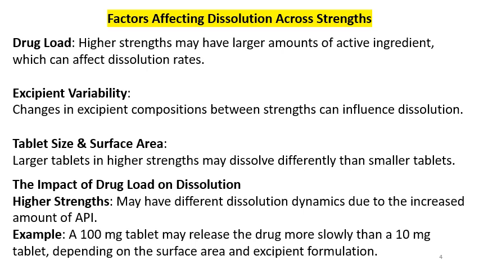The impact of drug load on dissolution. Higher strength may have different dissolution dynamics due to the increased amount of API. For example, a 100 mg tablet may release the drug more slowly than a 10 mg tablet, depending on the surface area and the excipient formulation. If you consider the 100 mg tablet and 10 mg tablet of a less soluble API, you can see that there is a big difference between the two strengths. 100 mg has some specific profile, while 10 mg is much faster compared to the 100 mg dose.